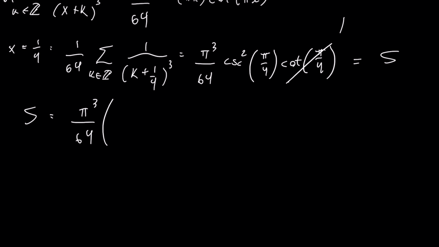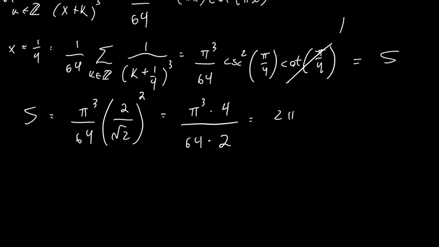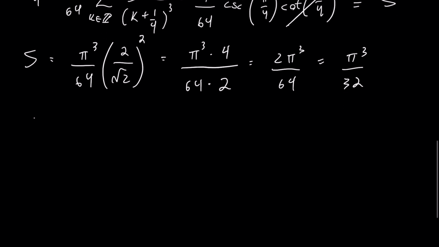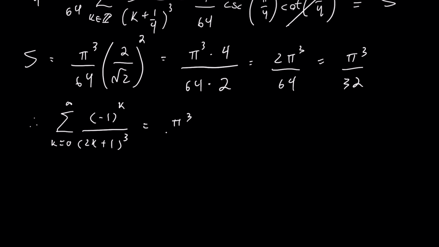Cosecant of pi over 4 is 2 over the square root of 2, but we have to square it. So we're going to have pi cubed times 4 over 64 times 2. So we have a 2 pi cubed over 64, but that reduces to pi cubed over 32. So you can say now, therefore, the sum from 0 to infinity of (-1)^k over (2k plus 1) cubed results in pi cubed over 32.